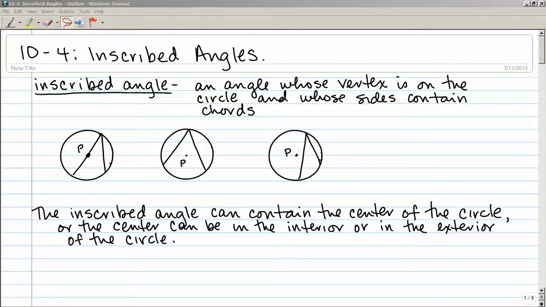Section 10.4 is on inscribed angles. An inscribed angle is an angle whose vertex is on the circle and whose sides contain chords. So let's take a look at a couple pictures here.